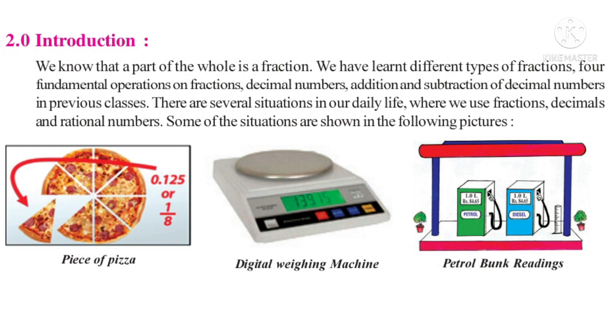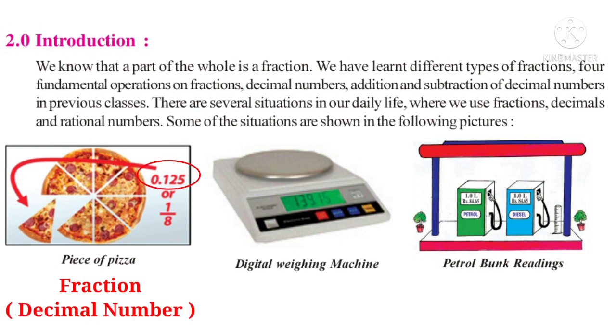Now let us take the first picture. In the first picture, a round pizza is divided into 8 equal parts and one part is taken. So that can be represented as 8 parts in the denominator and 1 part taken in the numerator, that is 1 by 8. It is an example of a fraction. If 1 is divided by 8, we get 0.125. It is an example of a decimal number.